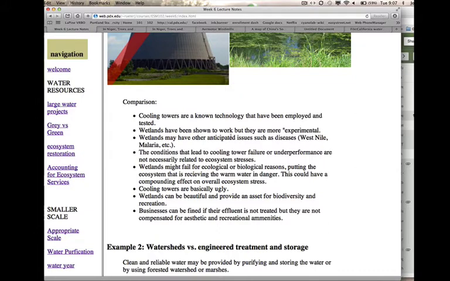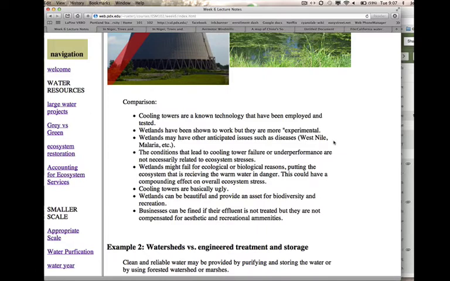Cooling towers are known technology, and they've been employed and tested. They know how they work. They can manage them. You can have a few people there say, okay, let's run it, we're going to cool the water down. Wetlands are more experimental. It may take a lot of tweaking to get it to run right. You have to pay biologists, and sometimes they just don't quite understand the engineering mindset that we need cooler water coming out. So there's a problem with that for management. Wetlands have other anticipated issues such as diseases: having ponds around leads to mosquitoes, which can transmit diseases.